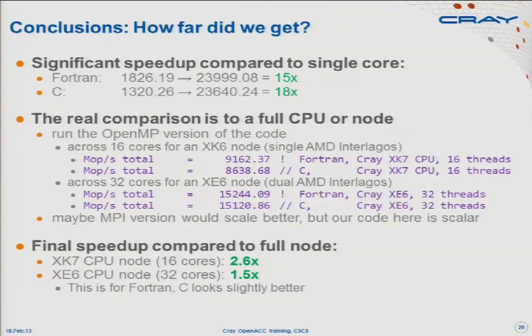So how far did we get? Compared to a single core, we've done pretty well. We've got a factor of between 15 and 18 speed up.